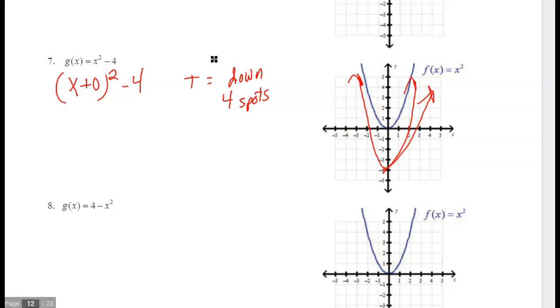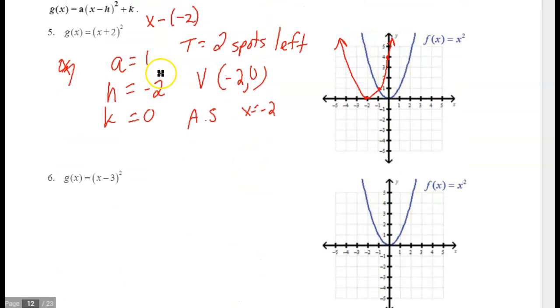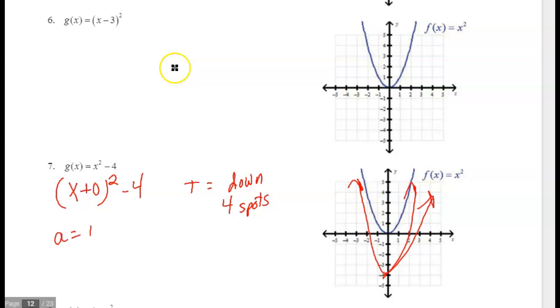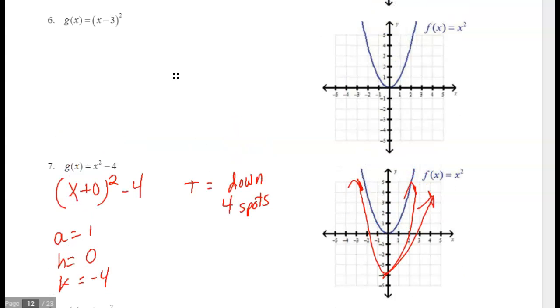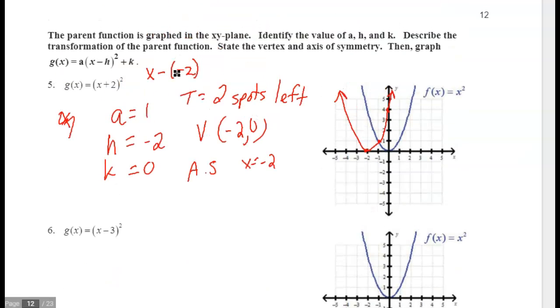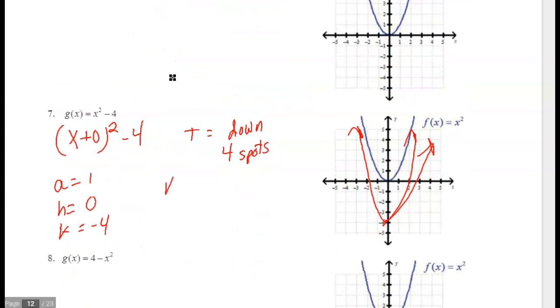Sometimes you'll have 2 to describe. You would say it goes left 2 spots and up or down, or right 2 spots and up and down. In this case, we're just going down 4 spots. All the other things that it's requiring you to do, our A in this case is equal to 1. Our H is equal to 0. And our K is equal to -4. Other things it asks, we did the transformation, vertex, and axis of symmetry. Our vertex is 0, -4, and our axis of symmetry is x equals 0.